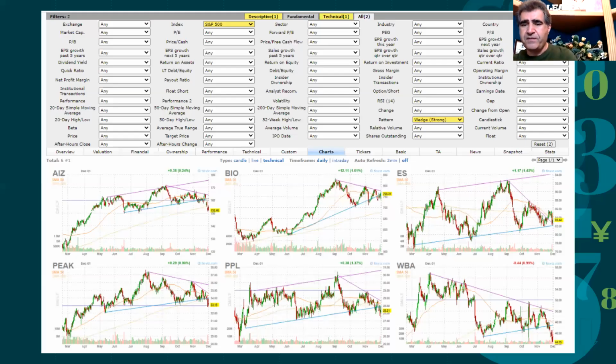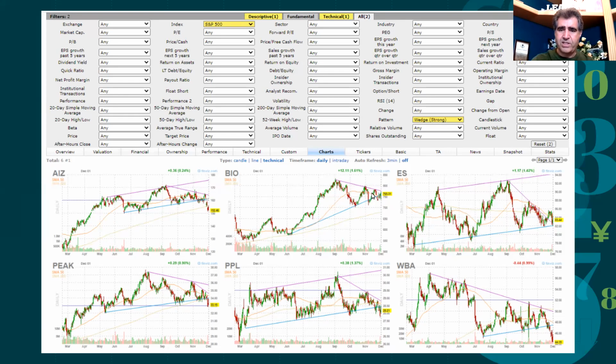So I'm using Finviz, and basically you go to the screen. What I did, like I said, on the S&P 500, basically I want really liquid stocks, especially if I'm going to play options on this. I want to go with the wedge, which is a strong pattern. And here are some of the candidates for us.